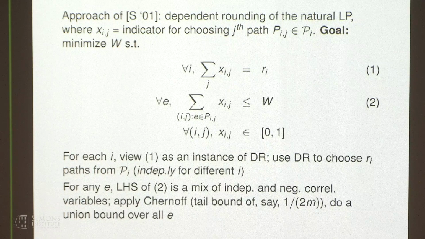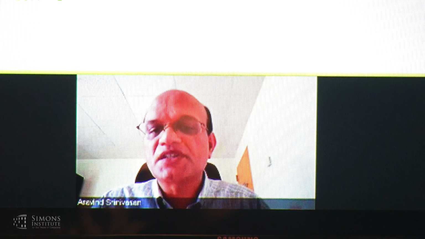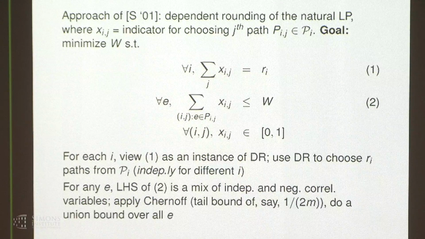And now we just proceed just like in Raghavan-Thompson, right? So you look at the deviation above the LP value W, such that Chernoff will say that the probability of such a deviation above the mean W is, let's say, at most 1 over 2m, where m is the number of edges in the graph, and then just do a union bound over all the m edges in the graph, so that with probability at least half, you get a certain congestion value, which is the same as in Raghavan-Thompson, right? So it's a simple application of dependent rounding.